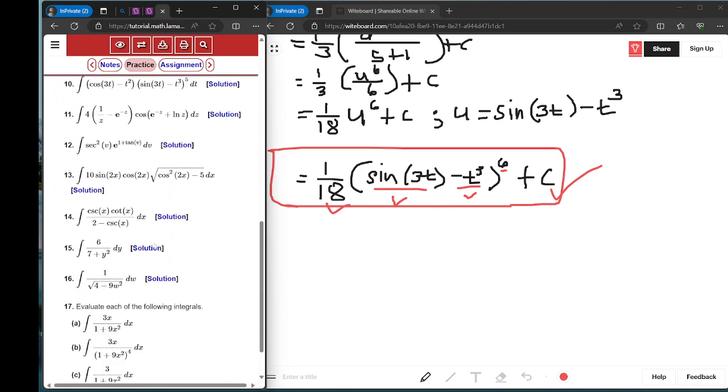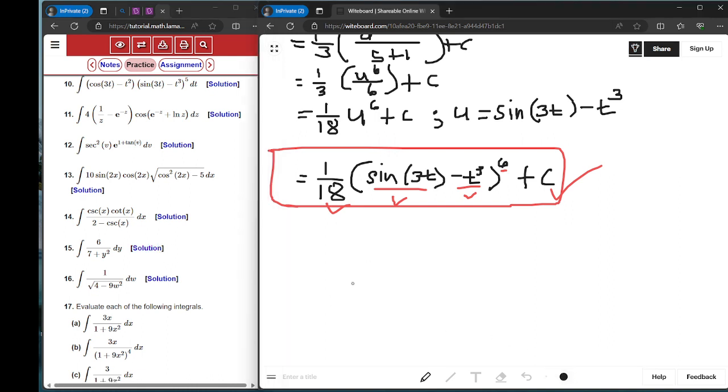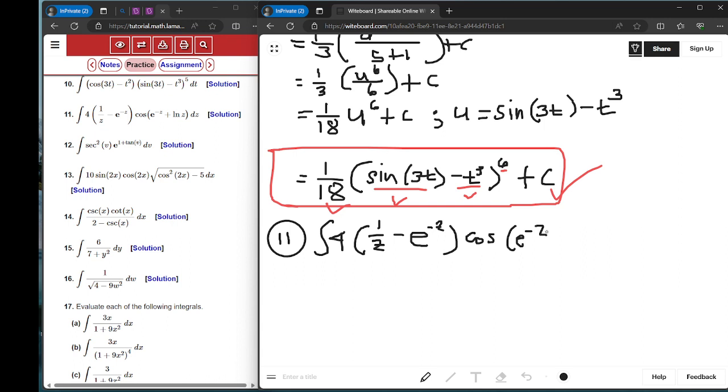How about this one? It actually looks very difficult. I don't know. At first look, they are very difficult to look at, but let's try to solve them. So the integral of 1/4 times the quantity 1 over z minus e to the z, times cosine of e to the negative z plus ln of z, then dz.